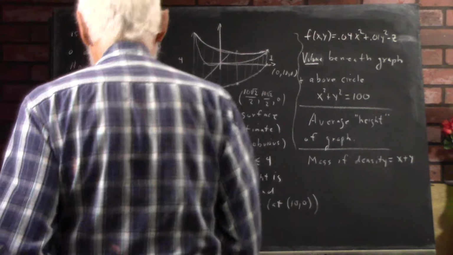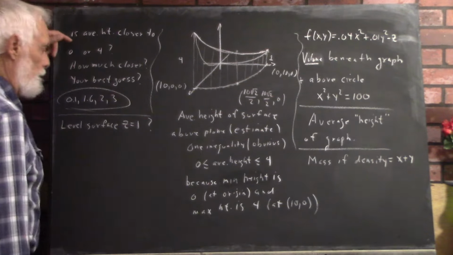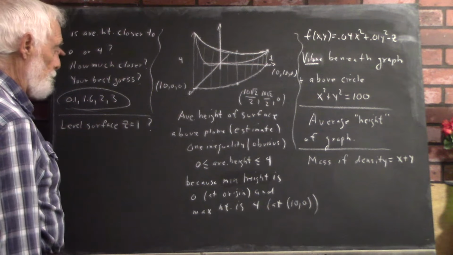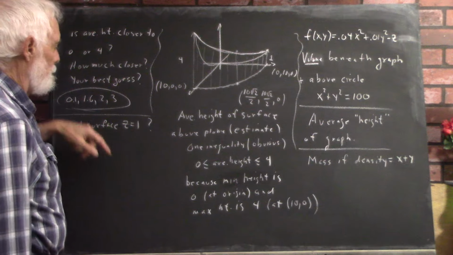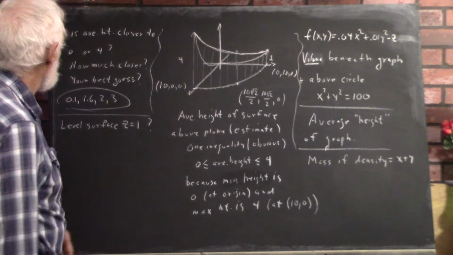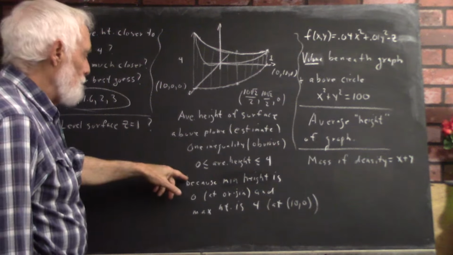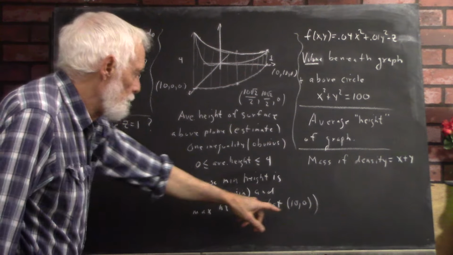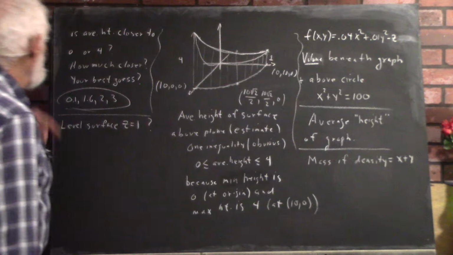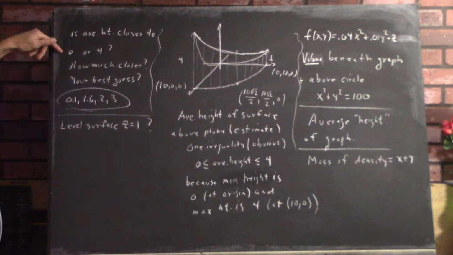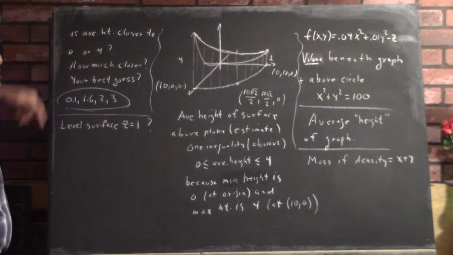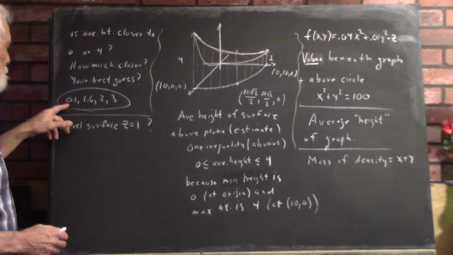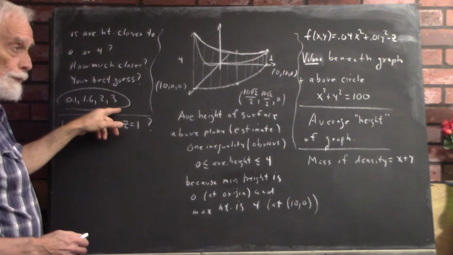Okay, so we pose the question, is the average height closer to 0 or 4? Of course, we completed this question. Minimum height is 0, maximum height is 4. 0 occurs at the origin, 4 occurs at 10. Is the average height closer to 0 or 4? How much closer? What's your best guess? We got guesses of 0.1, 1.6, 2, and 3.